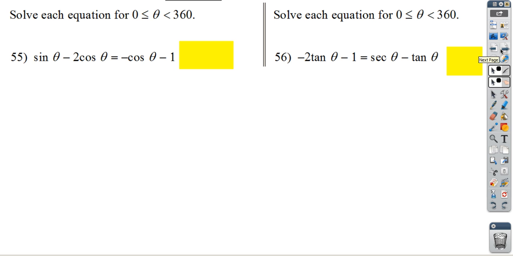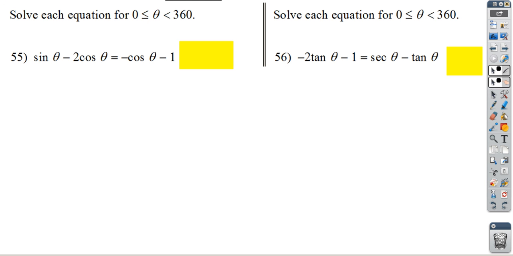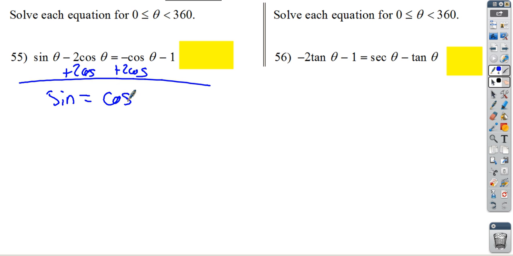Alright, last two problems. This is the final strategy that we haven't seen yet. So this is strategy 6, squaring both sides of the equation. How do you know when to do that? Here's what you do. There's no obvious way to solve this right now. Let's add the 2 cosine to both sides, just so we can combine the like terms. So we get sine is equal to -cosine plus 2 cosine, which would be cosine minus 1. So now we're at this point, we can't do anything.